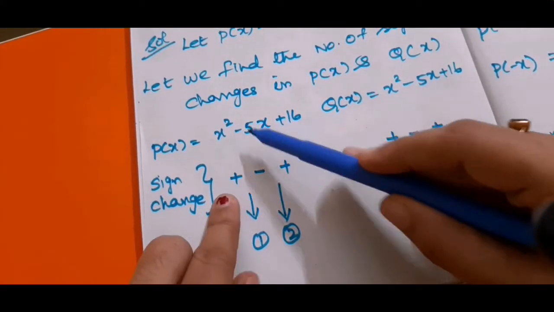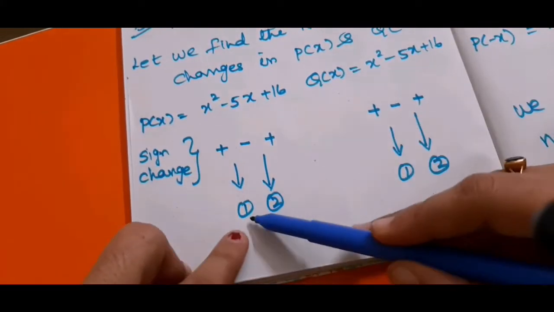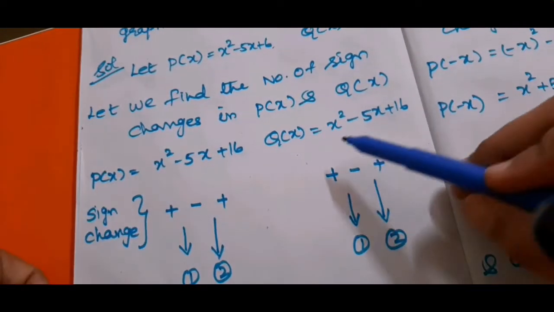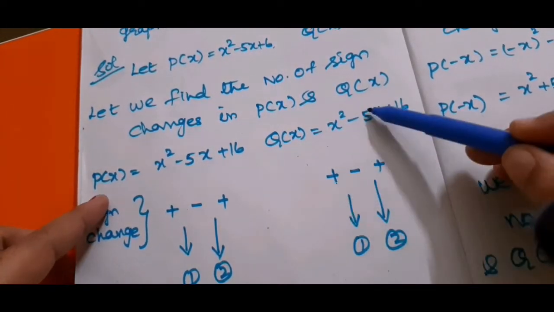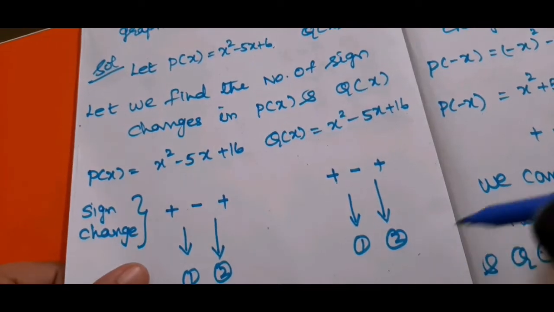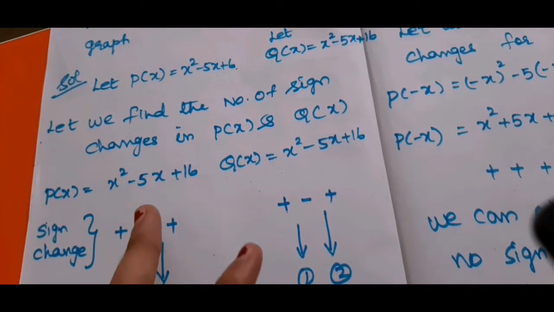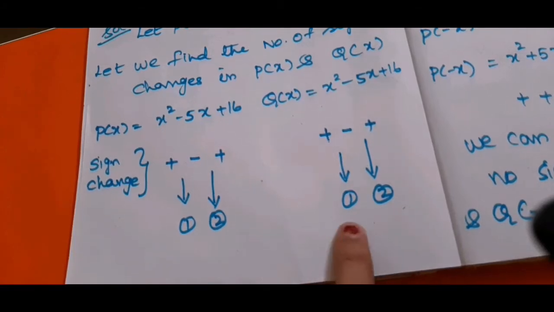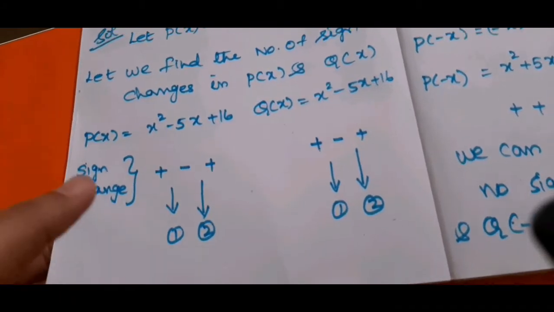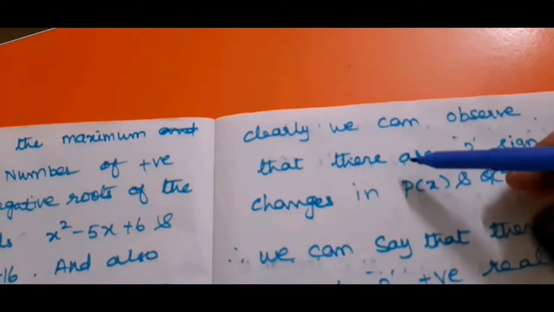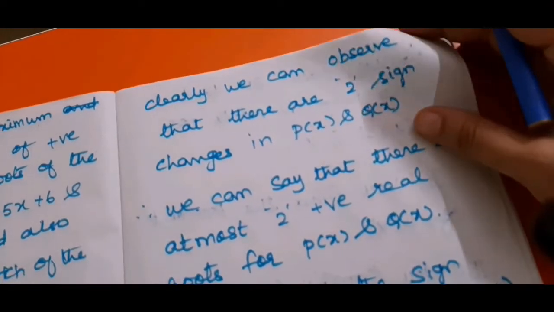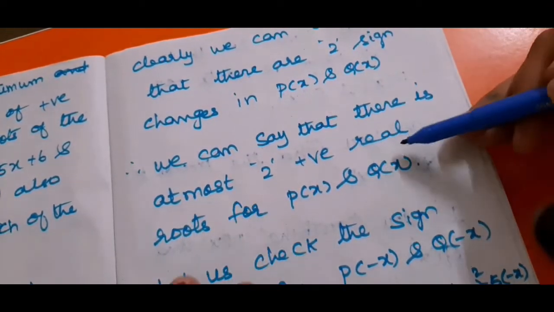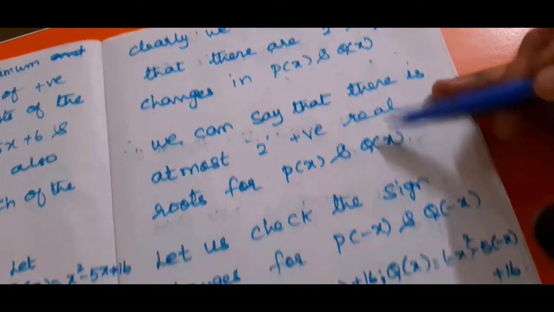Just observe the sign change in P of x. Here positive, here negative, here positive. There are two sign changes. Here also Q of x is positive, negative, positive. There are two sign changes. So all together I want to see. I should not consider P of x and Q of x separately. So there are two sign changes in both P of x and Q of x. Therefore I can conclude that there are two positive real roots of P of x and Q of x.